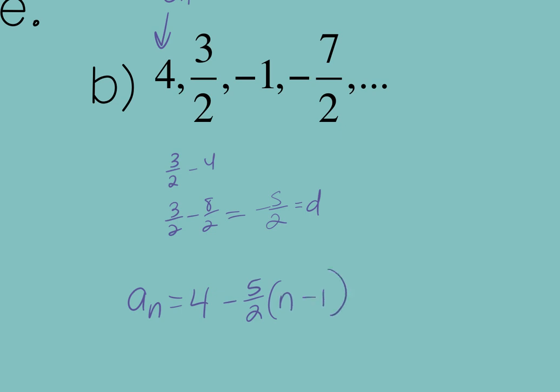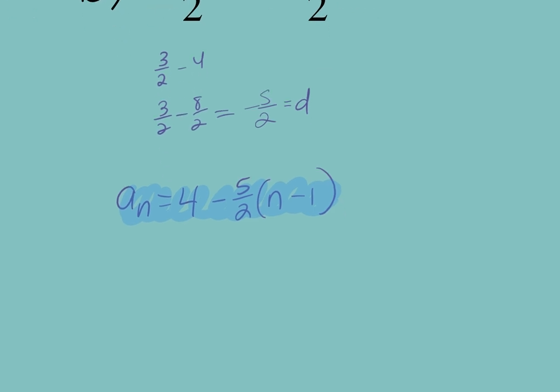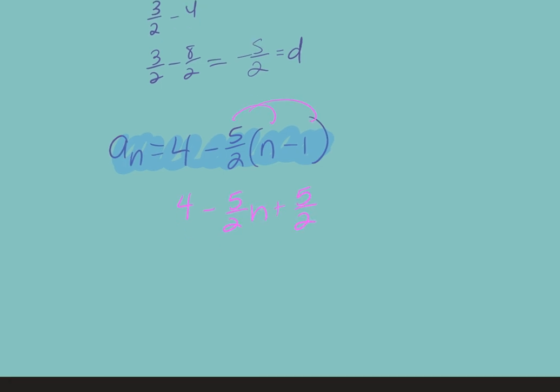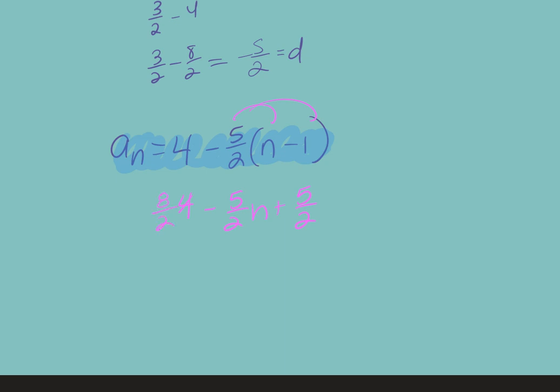And again, that answer is perfectly acceptable. If it was multiple choice and it was distributed, then I'd have to distribute here. I'd get 4 minus 5 halves n plus 5 halves. 4 becomes 8 halves, and I'd get negative 5 halves n plus 13 over 2. And the order there could be switched too, but again, either of those would be fine.